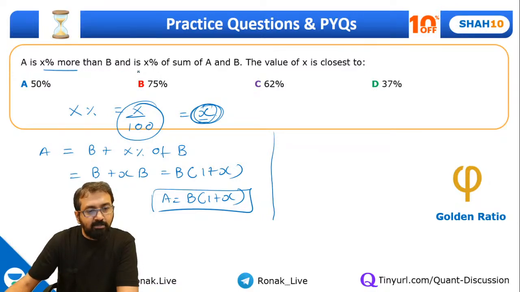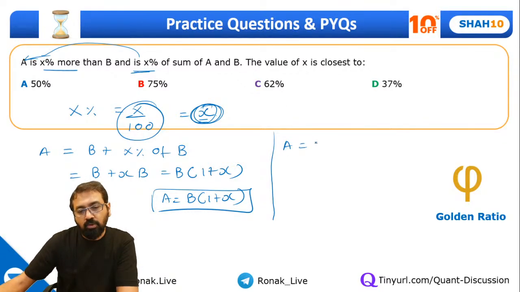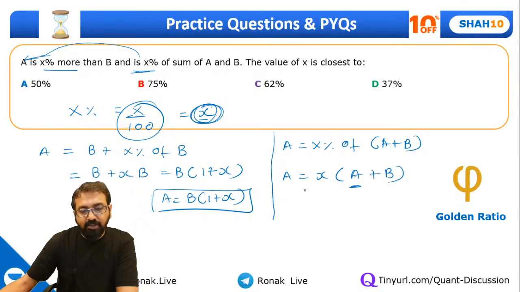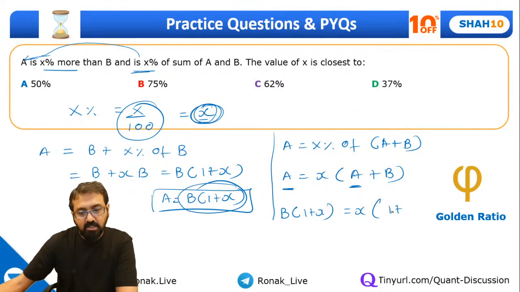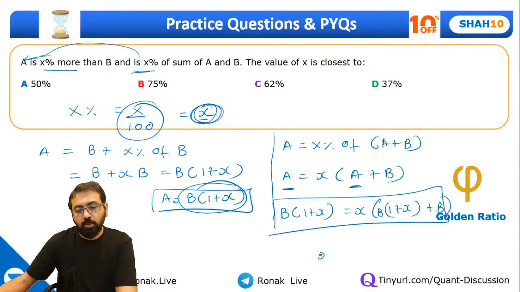Okay, same way you find out the other thing. A is X% of the sum of A and B. So A is equal to X% of A plus B, right? So how will I write this? A is equal to x into A plus B. Now instead of A, plug in this value. So you will get B into 1 plus x is equal to x into B into 1 plus x plus B. Now remove B from both sides and solve the quadratic equation. You will get x value as 0.62 something.